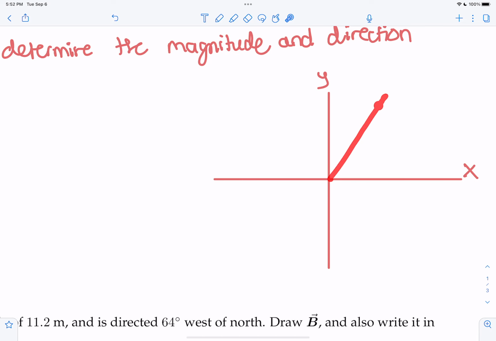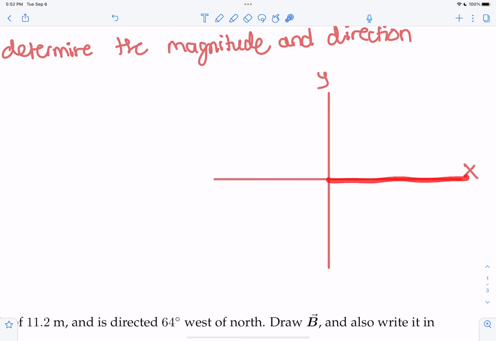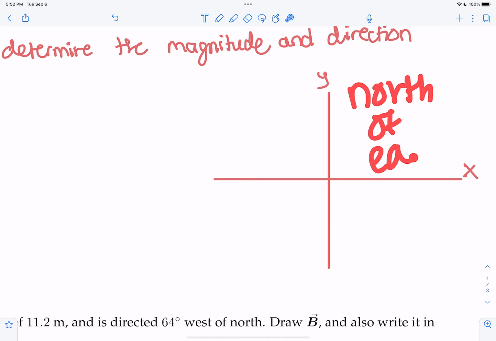Now, if the angle in question was here, sandwiched in between the x-axis and the vector, then that would be north of east. I just imagine as if I started from the x-axis and then slowly brought it up to come to that angle that I'm looking for. If I went upwards from the x-axis, then I have to say I went north. So I went up from the x-axis, and the x-axis is east. So I went north of east.